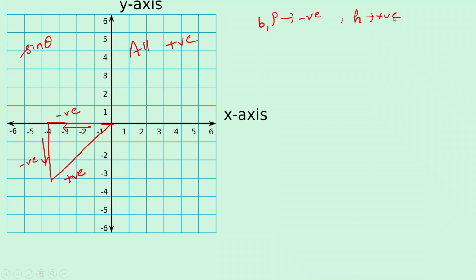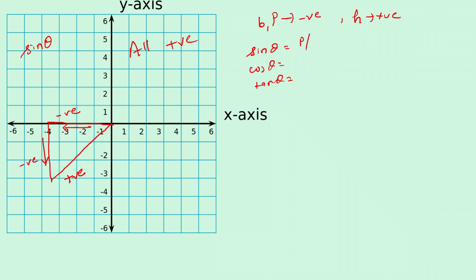Can you please just pause this video for a second and tell me what will be the signs of sine, cos, and tan? Don't get confused with sine and sign. So what is the sign, S-I-G-N, of sine, cos, and tan? Just pause the video for a second and try to find it out yourself.